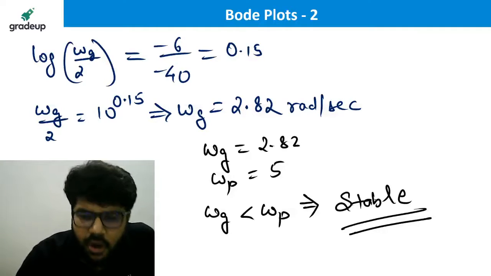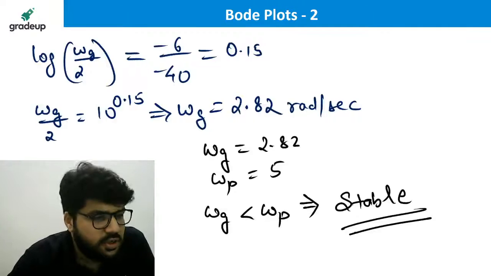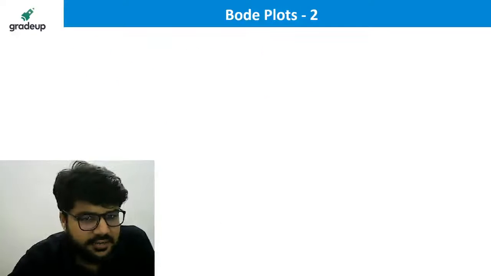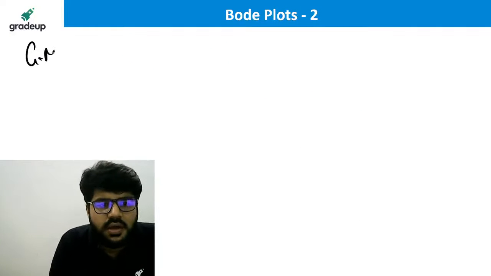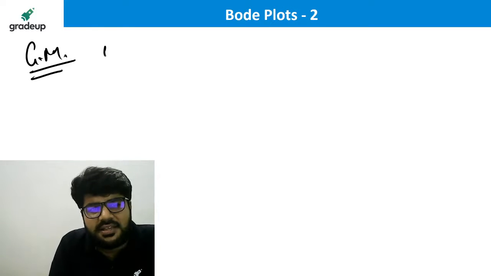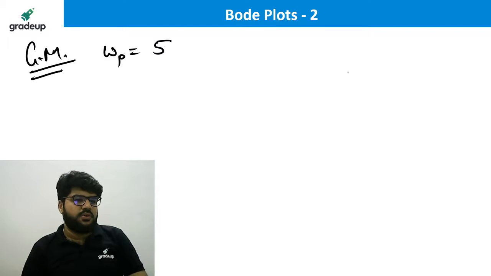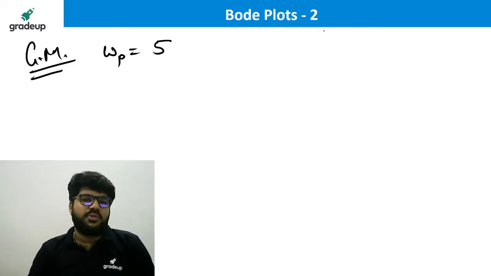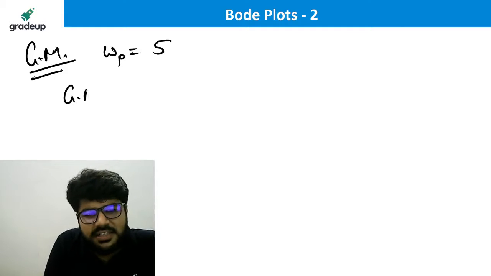Now this should also be clear by the gain margin and the phase margin. So now how to calculate the gain margin here from the Bode plot? For gain margin we need omega p, that is equal to 5. Omega p is known to us, 5. Now come to the gain margin calculation. What is the gain margin formula, guys?